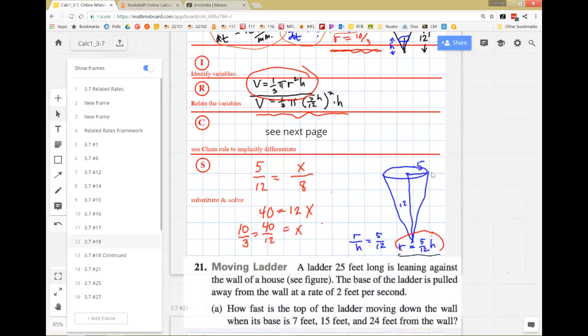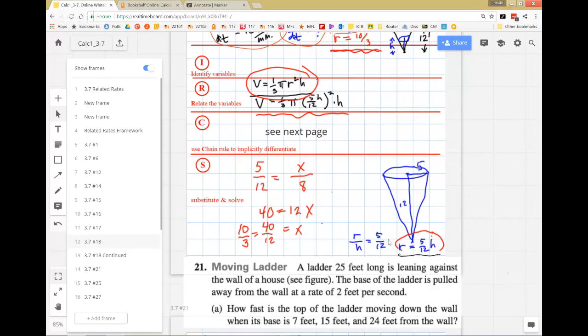The whole distance across was 10. Therefore, the radius is 5, the depth is 12, and no matter where you are in the cone, the radius will be 5/12 of the height. That ratio will stay the same. So we know r equals 5/12 h.